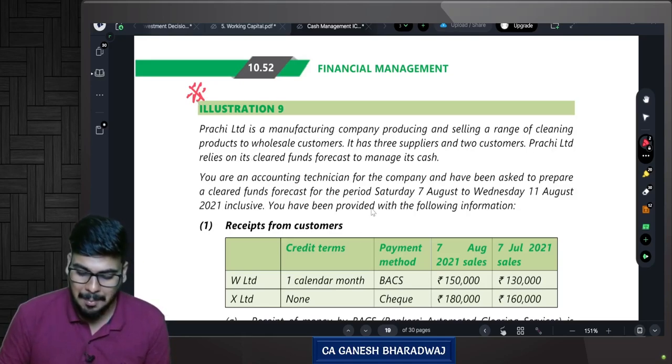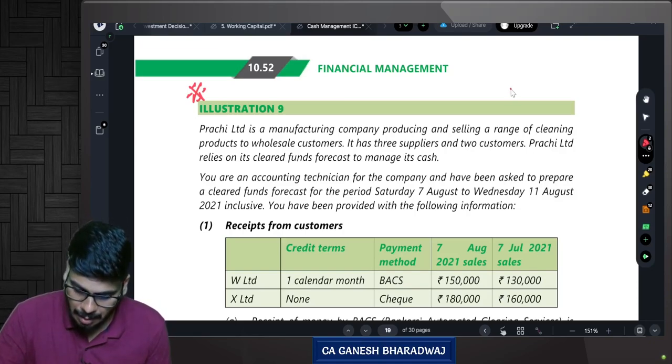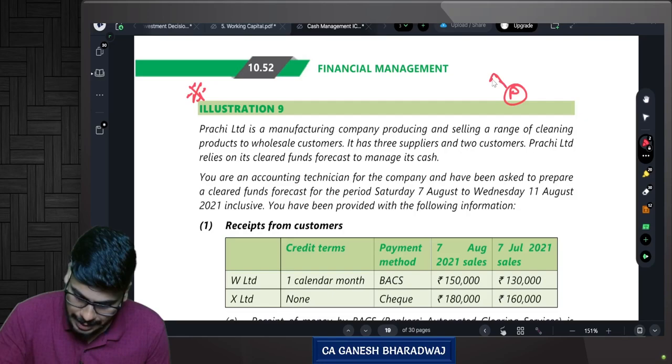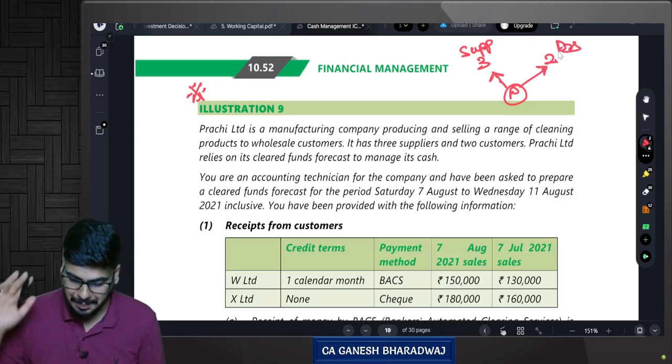Prachi Limited is a manufacturing company producing and selling a wide range of cleaning products to wholesale customers. The company has 3 suppliers and 2 customers. So this company, Prachi Limited, has 3 suppliers, 3 creditors they need to pay, and 2 debtors. They will receive money from 2 people, correct?